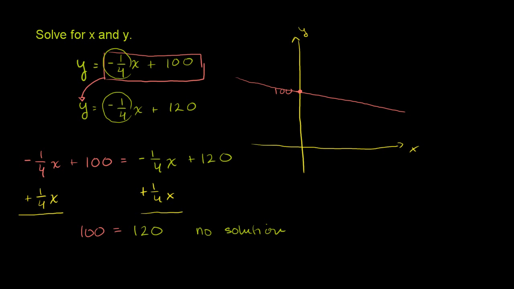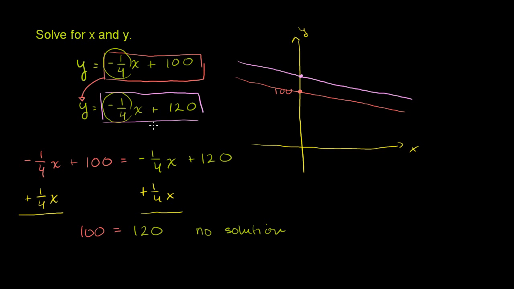That's that first line. This second line, I'll do it in pink right here, y is equal to negative 1/4 x plus 120. Its y-intercept might be right here at 120. But it has the same slope, negative 1/4. So its slope, the line would look something like this. So you see that there are no x and y points that satisfy both of these equations.